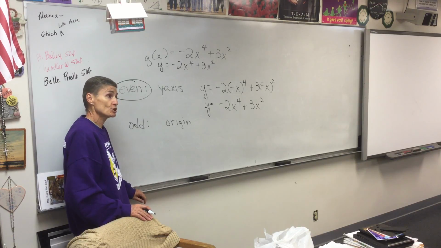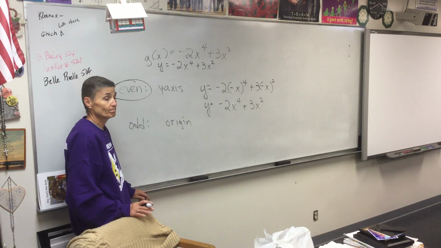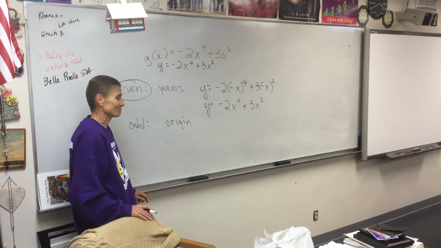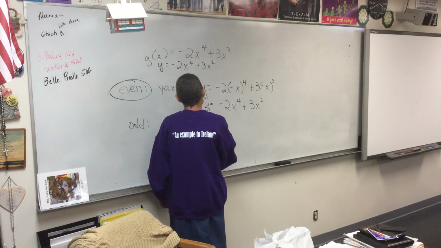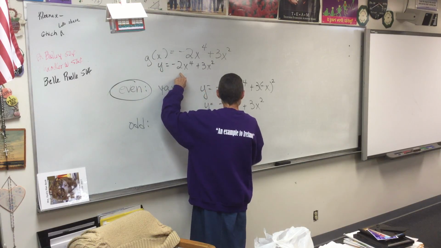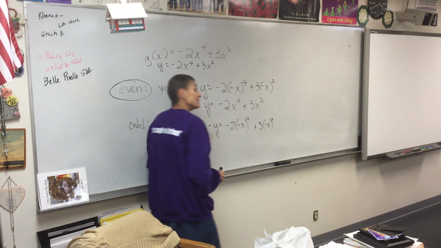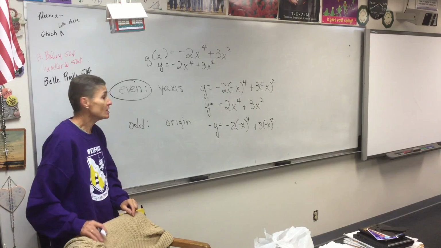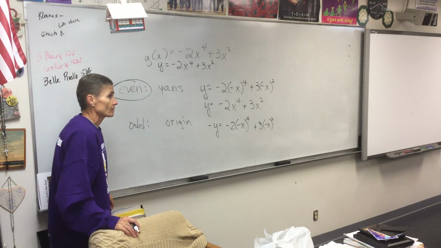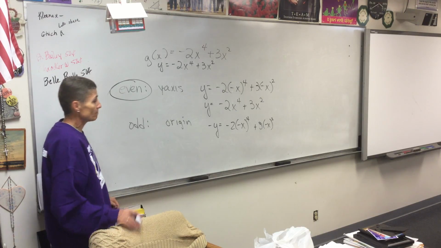Now I'm going to go ahead and do the origin, just for practice. What's the test of symmetry for the origin? Change sign on both. Okay, we change the sign on both. So we'll have negative y equals negative 2 times negative x to the 4th plus 3 times negative x squared. Now those of you that are seeing that for the first time, shame on you. You gotta watch that video. Okay, now simplify. What happens?